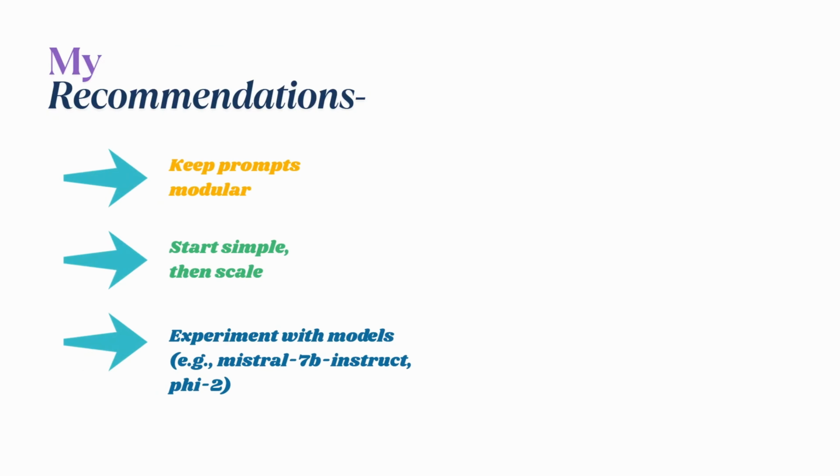Before we wrap up, here are a few key recommendations as you build and scale your RAG systems. Keep your prompts modular, start simple, then scale, and experiment with different models like Mistral 7B and Phi-2. These practices not only improve flexibility and performance but also make your system easier to maintain and extend in the long run.